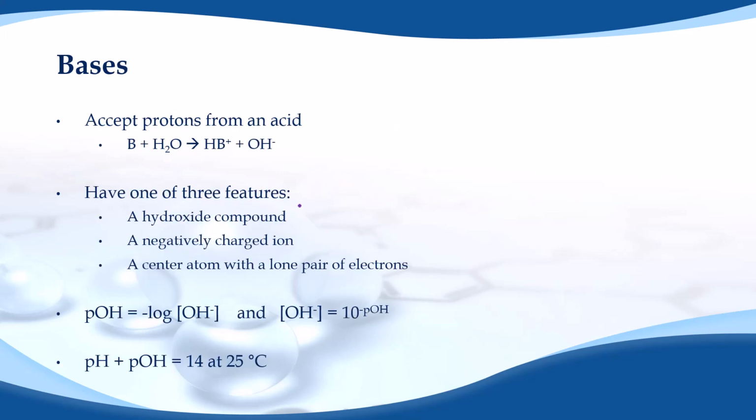Similarly, when we talk about bases, bases accept protons, right? So it accepts the H plus from the water, forming HB plus and OH minus. Again, notice the reaction arrow showing it goes to completion, because this is probably going to be a strong base. Bases will generally have one of 3 different features. They can have multiple of these features, but at least one.